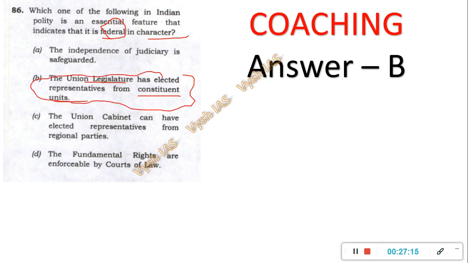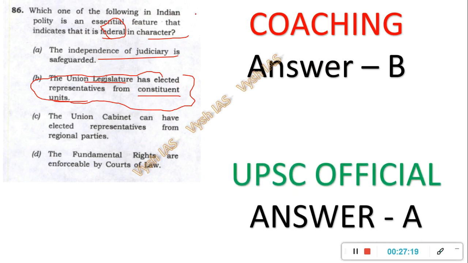But in your textbook, Lakshmikant, it is clearly written that independence of the judiciary is a federal feature. There are various other features like written constitution, supreme constitution, rigid constitution, different salient features. What is a federal government and what is a unitary government is given separately and properly. So don't overthink in the exam hall, go by what you have studied in the textbook.